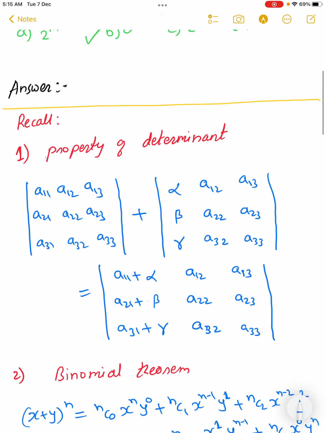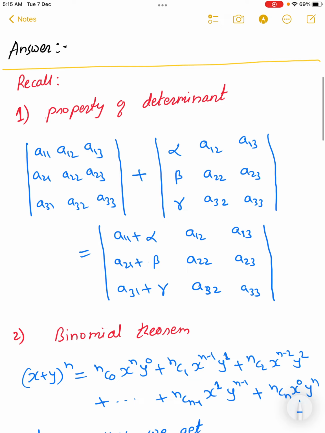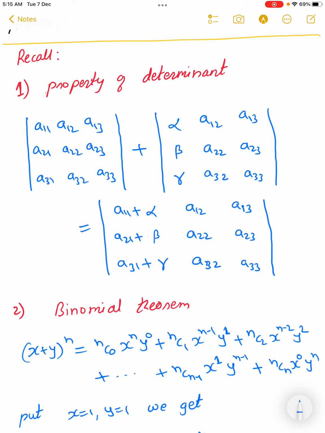So we need these three pieces of information. First is a property of determinants, about adding determinants. In determinants we can add two determinants only when two columns or two rows are identical, and then we add the remaining non-identical columns or rows.